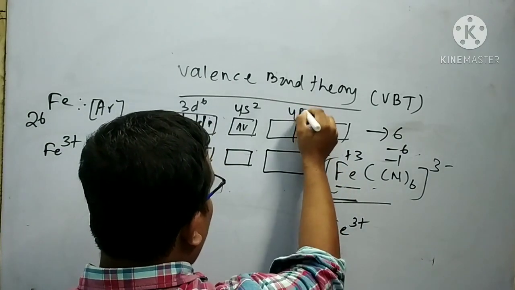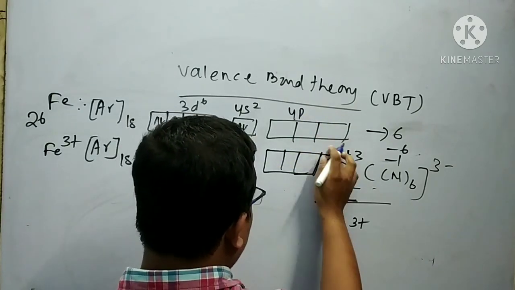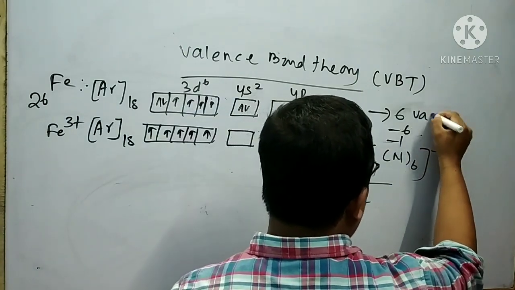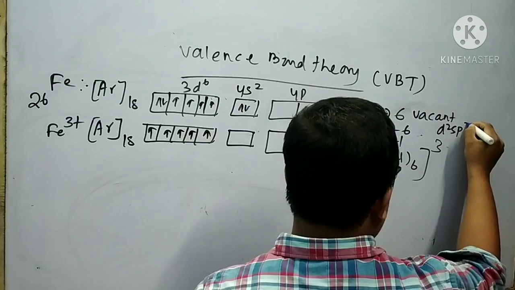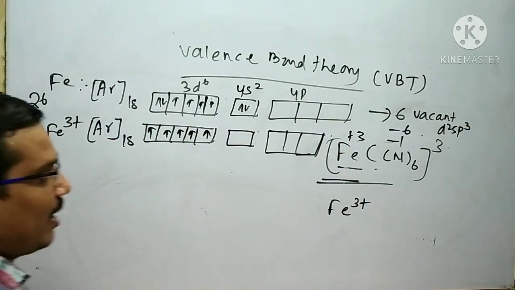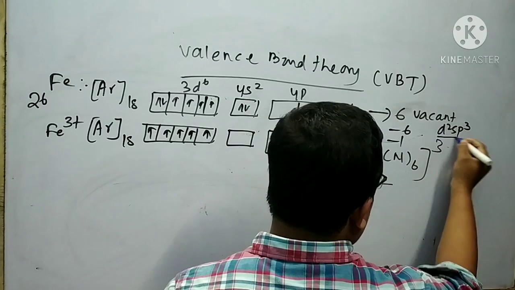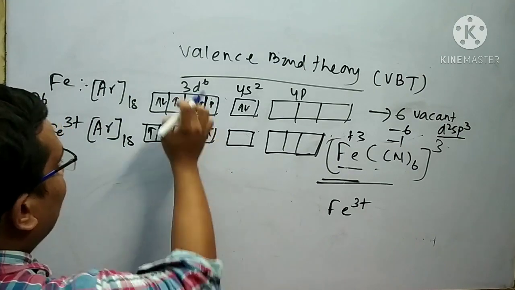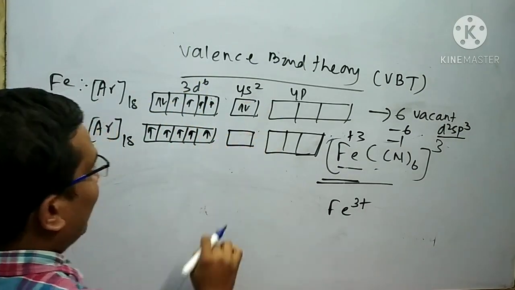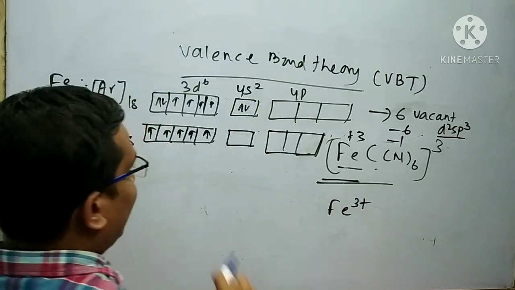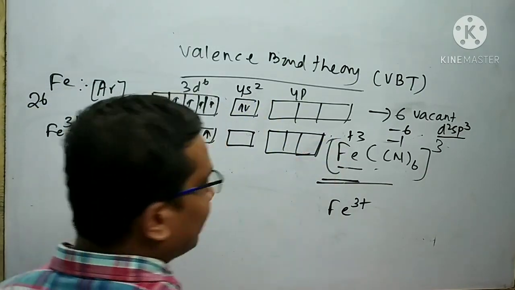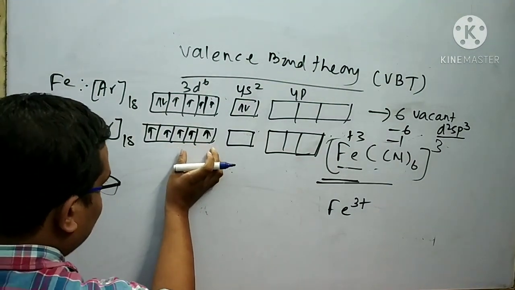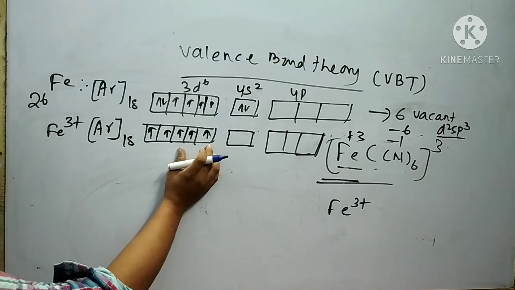This 4p orbital is also in an empty condition. For this complex we need 6 vacant d2sp3 hybrid orbitals. For the formation of d2sp3 vacant hybrid orbitals, generally we take 2 d orbitals from 3d and 1s orbital from 4s and 4p orbitals. Next step is to form 2 vacant 3d orbitals.